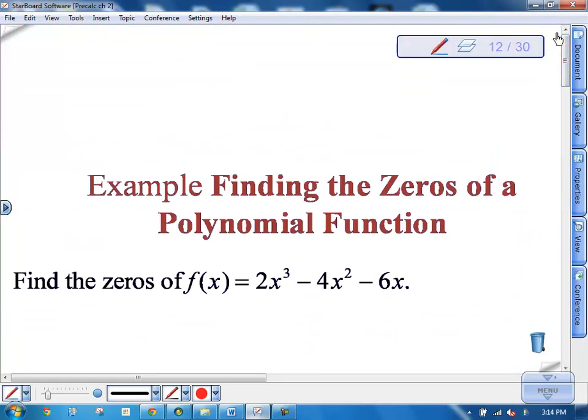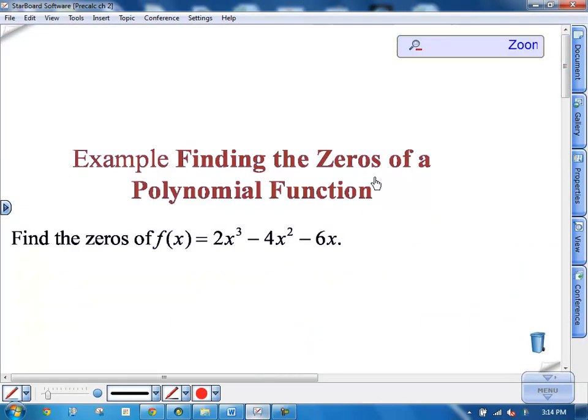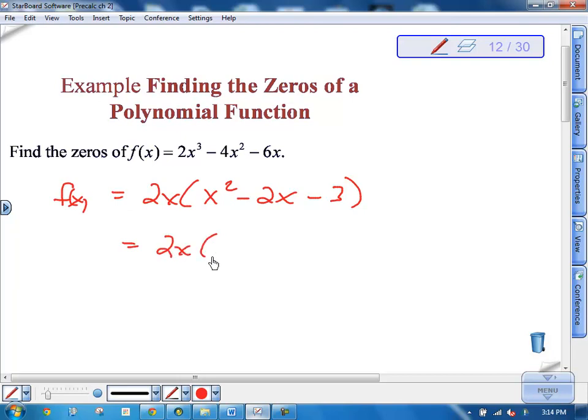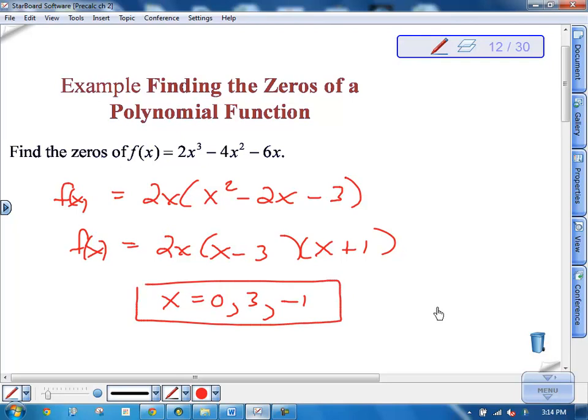Okay. Finding zeros of a polynomial function is something we're going to want to do. So for this one, we can factor out a 2x. And that leaves me with x squared minus 2x minus 3. And then we can try to factor this some more into 2 linear factors. So factor this quadratic. We have x minus 3 and x plus 1. And then we can get our zeros from there. We have x equals 0 is a 0, as well as 3, and also negative 1. So we have 3 zeros from this function algebraically.